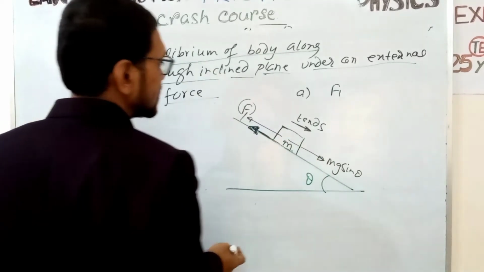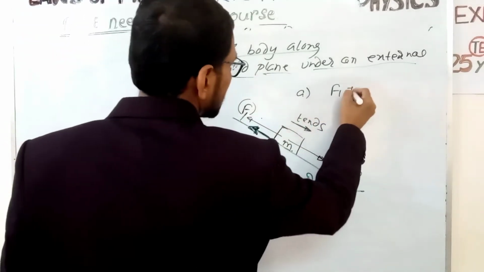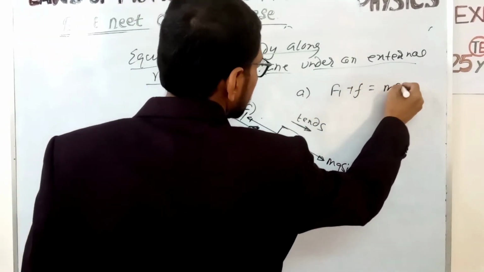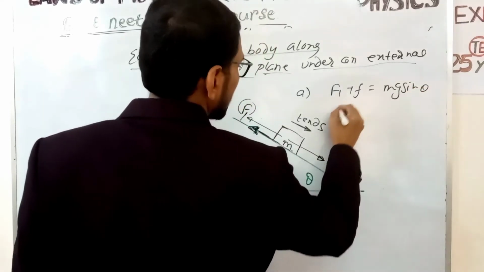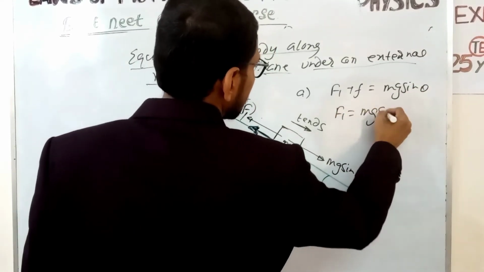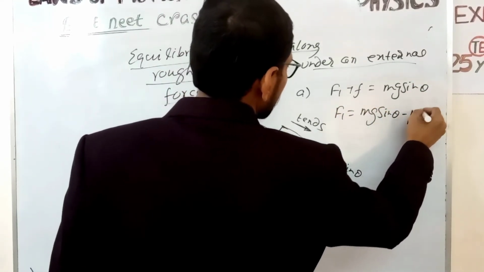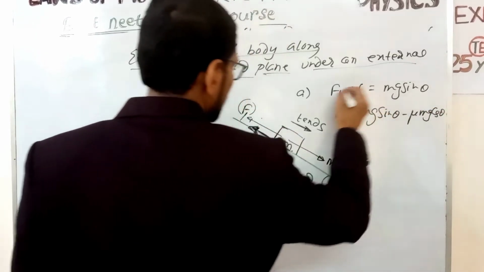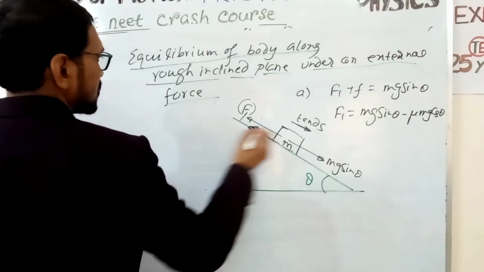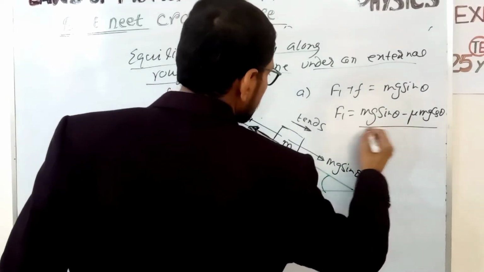This direction. Now here F1 plus friction force balance the mg sin theta. So F1 equals mg sin theta minus friction force, which is mu mg cos theta. So along the inclined plane, we know friction equals mu mg cos theta. So this is the answer.